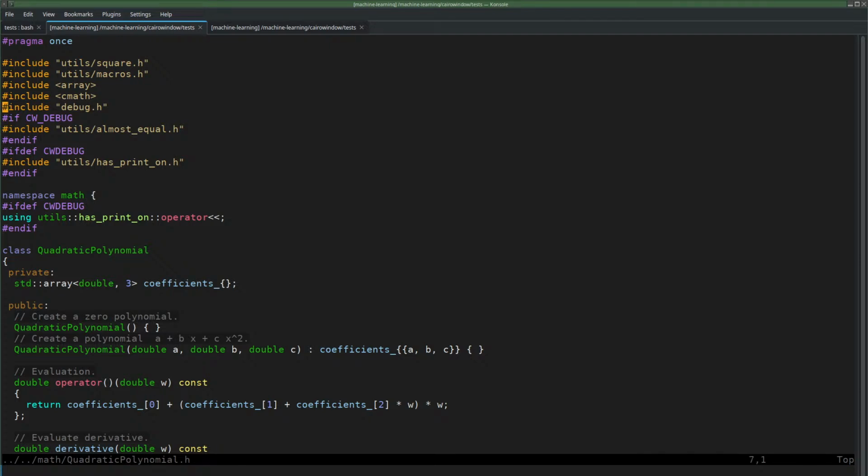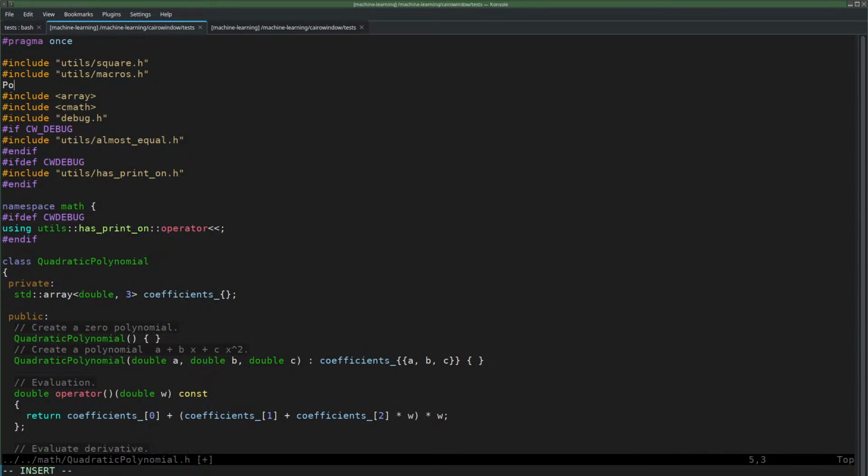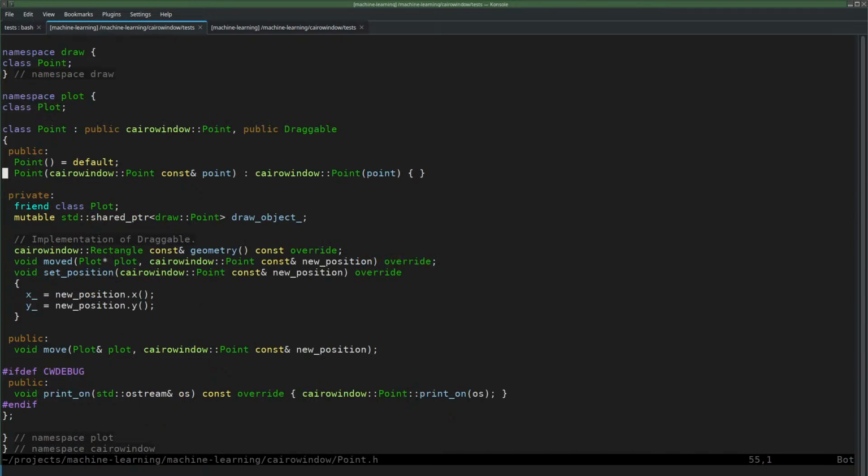I sure hope I can include point here. Do I even have point? I probably don't have point. Blink, blink. Point. This is in math. I definitely have no point. Cairo no point. Should this not be in math?